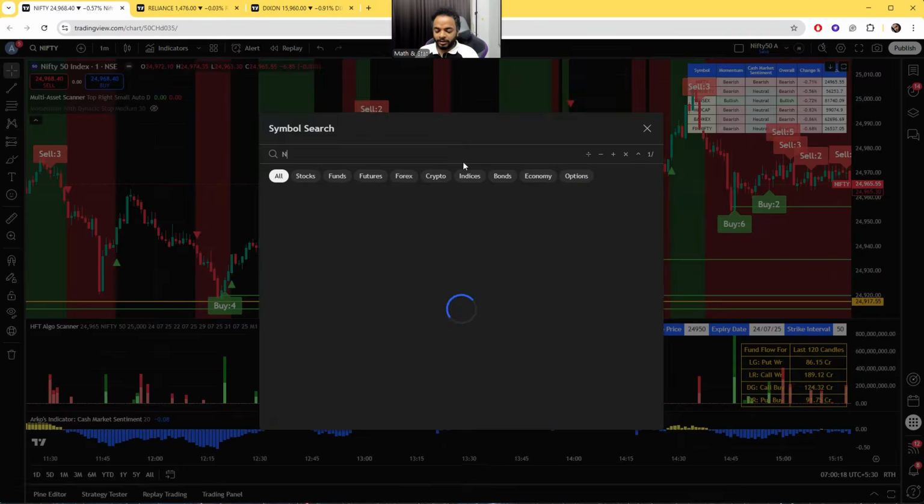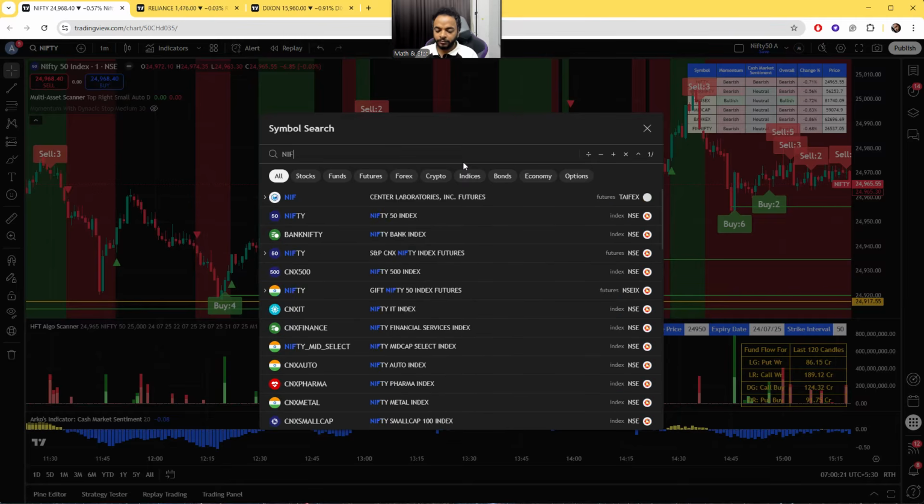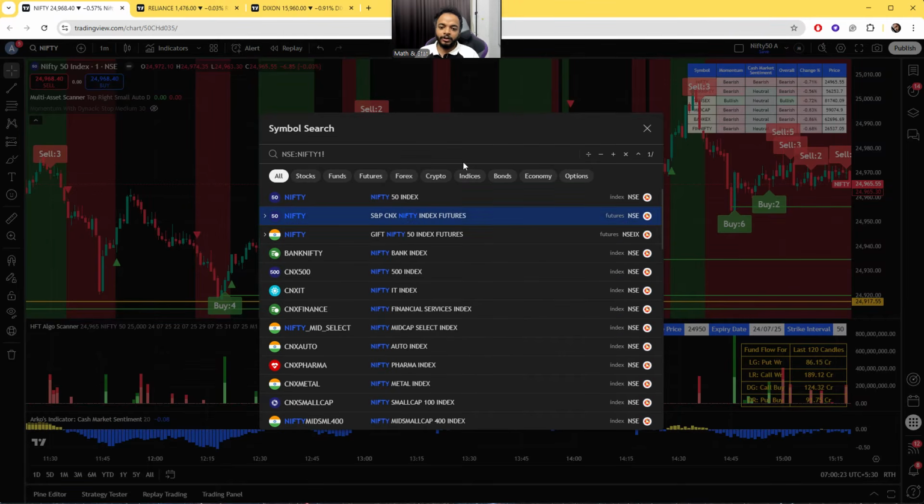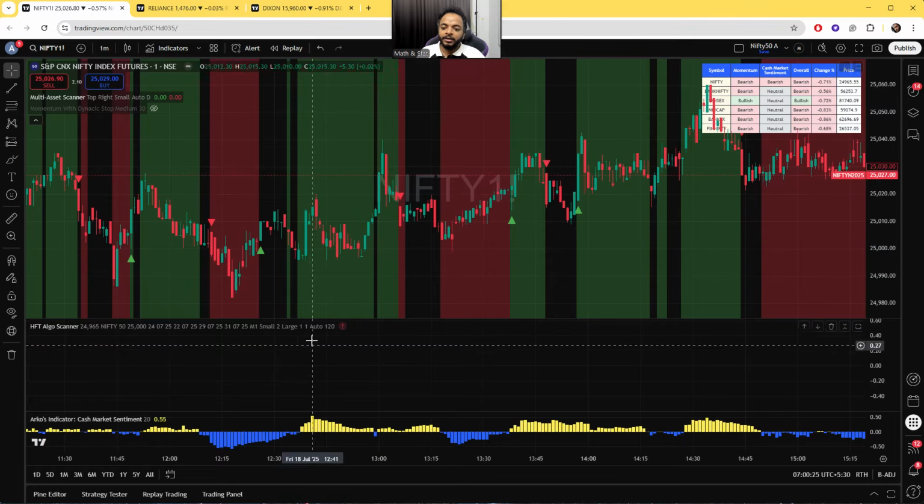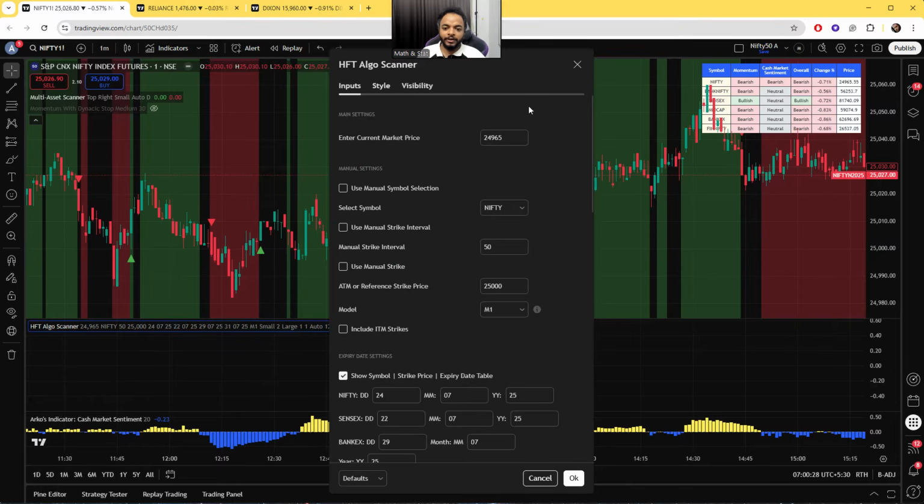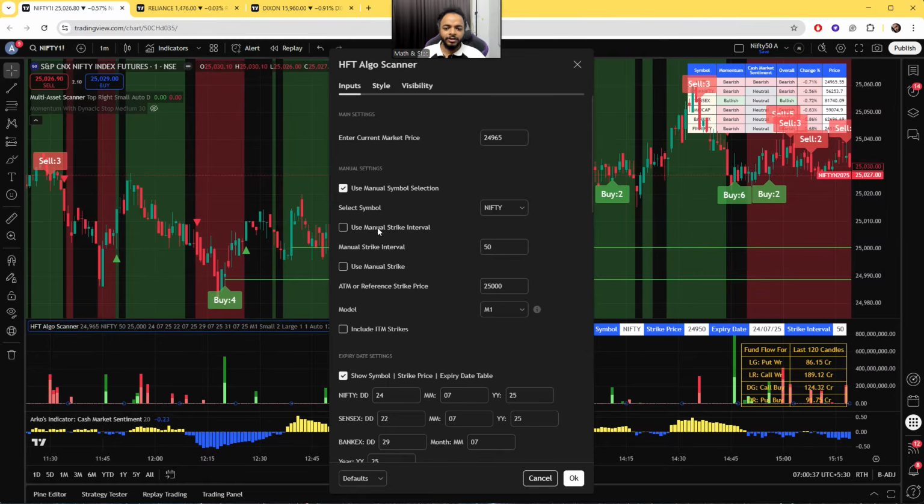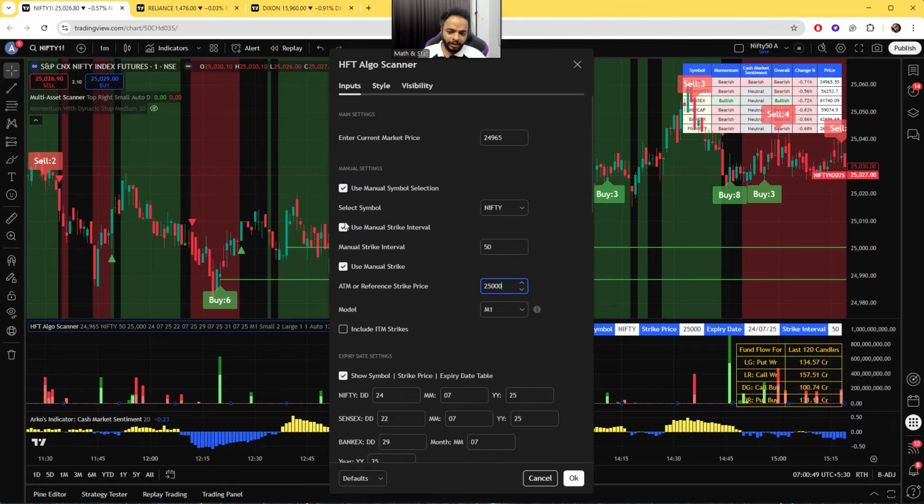Suppose, let's say I am on the Nifty futures chart. Okay, so now it won't work even if you go for the auto mode. So we have to go in manual mode. So I select manual mode, and then the strike interval is 50. So you can use the strike interval here, and then again, manual strike also you can use if you want. And so that is the thing, whichever manual setting you want, you can use it, and that will get applied.